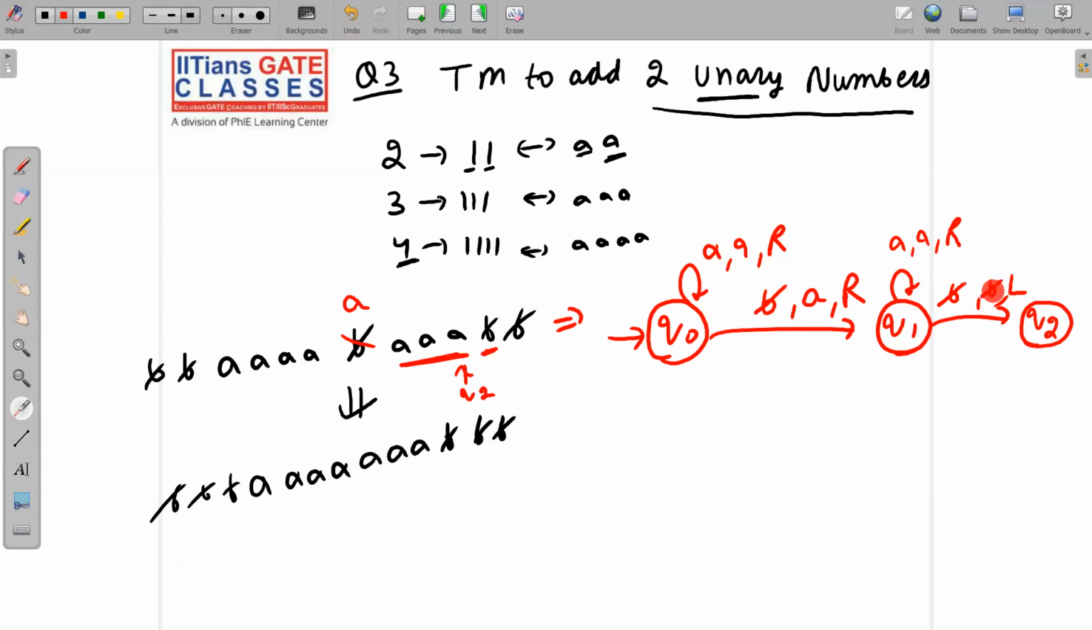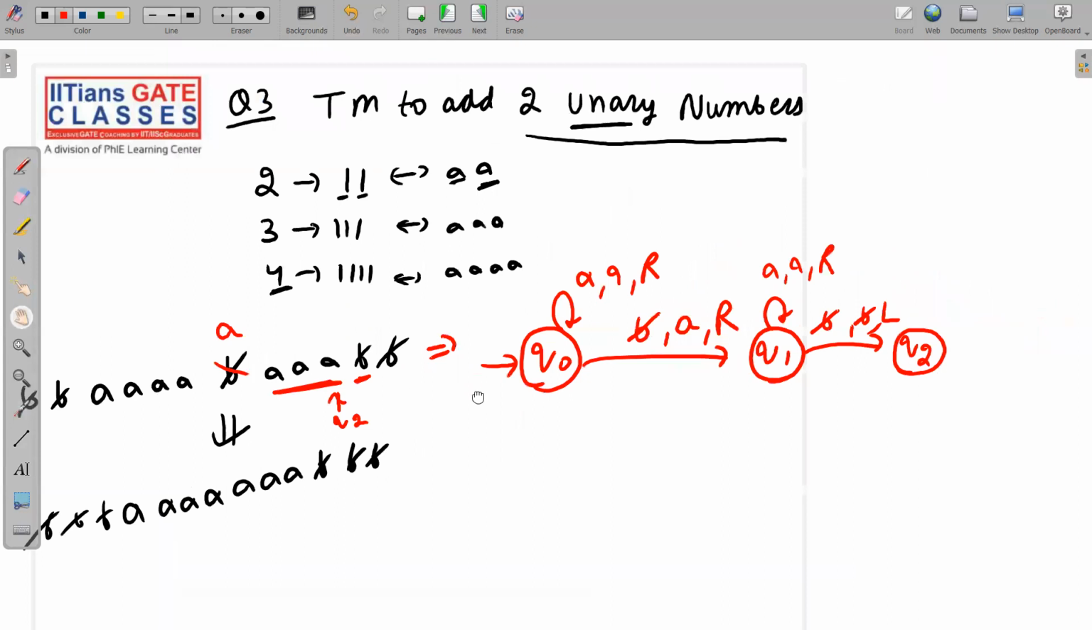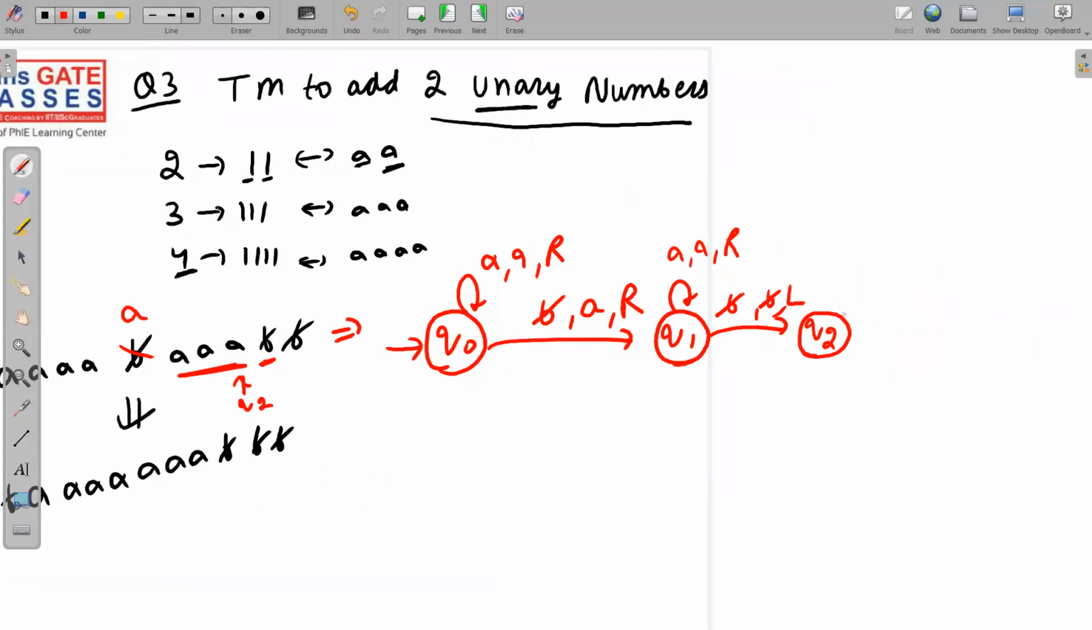So now Q2 will read this A. Now this A will be made as blank. That's it. So how should it be done? Q2 will read this A and make it as blank. And it's your choice, either move left or right, and you will jump to the halting state, that is H.